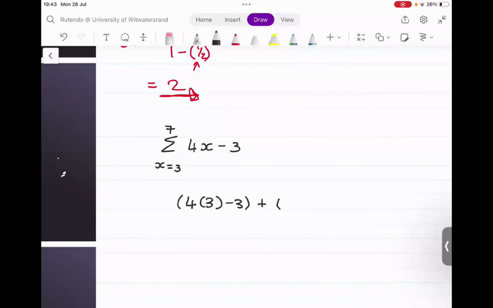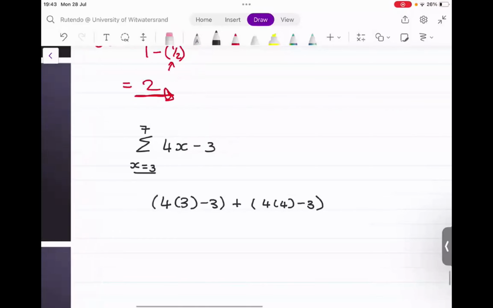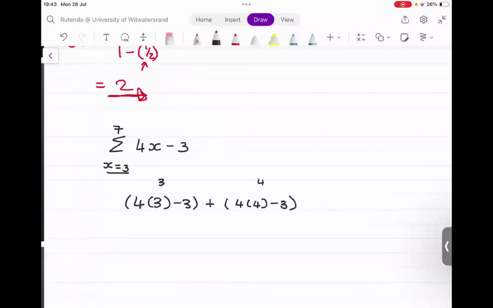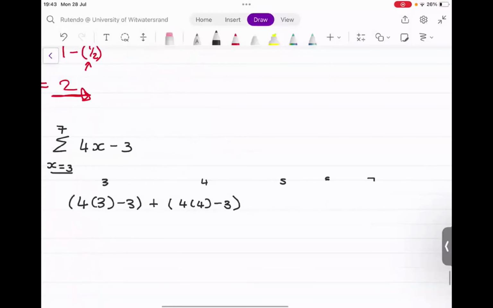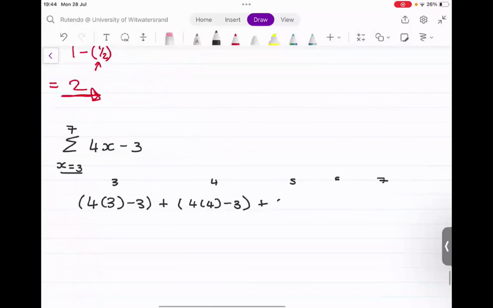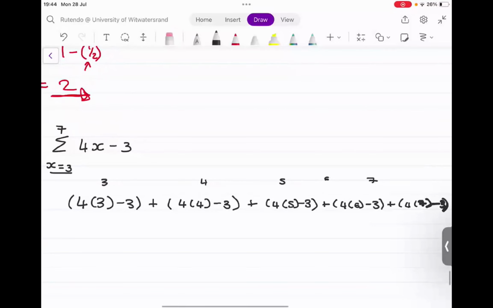Your second term: what's the next number after 3? It's 4. So 4 multiplied by 4 minus 3. You're counting up from 3 until 7, so 3, 4, 5, 6, and 7. The next one is 4 multiplied by 5 minus 3. The next one is 4 multiplied by 6 minus 3. And the next one is 4 multiplied by 7 minus 3. And so we can do this.